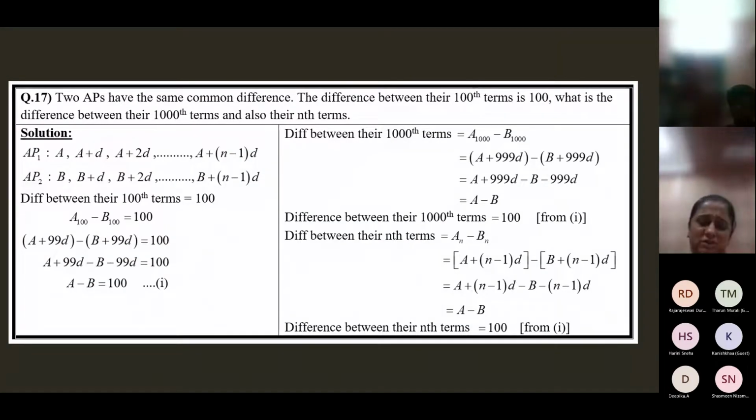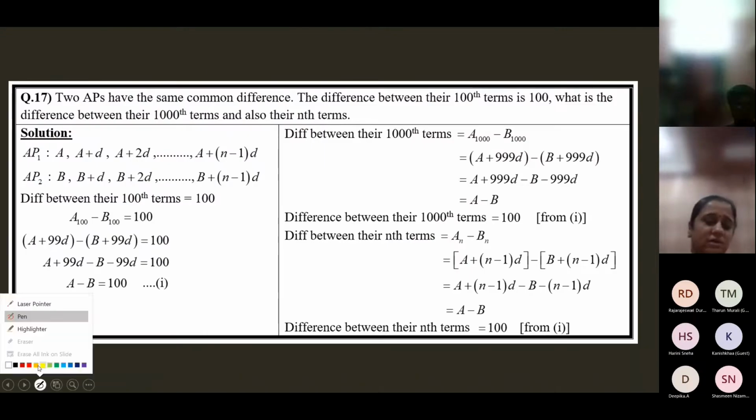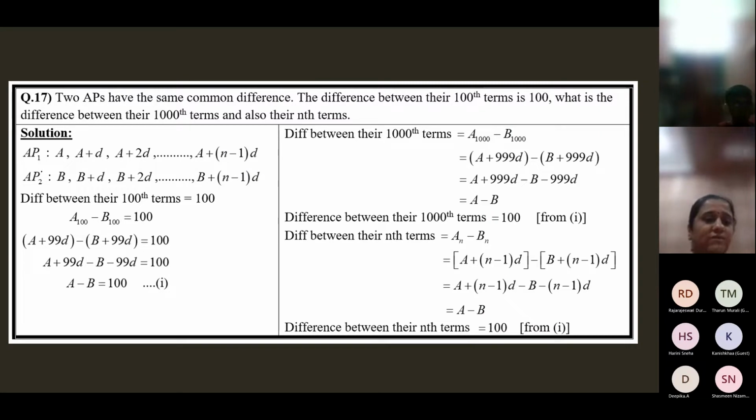I've called the first terms A and B, children. I just explained it like this, but I've used A and B here. So you can see AP1, AP2: first term is A, B. So I've taken A plus D, B plus D; A plus 2D, B plus 2D; A plus n minus 1 into D, B plus n minus 1 into D, till their nth terms. You should not say capital N and small n, because it's the nth term, the same thing.